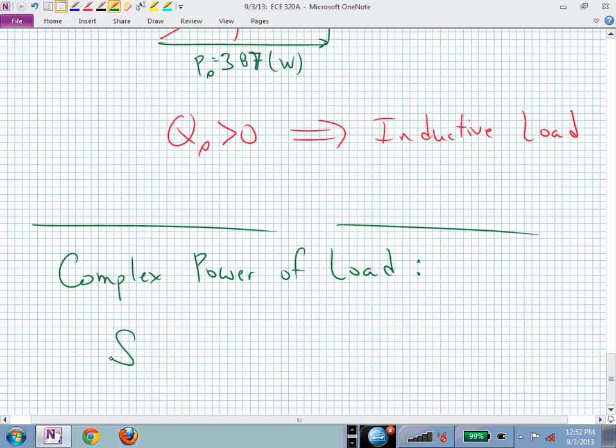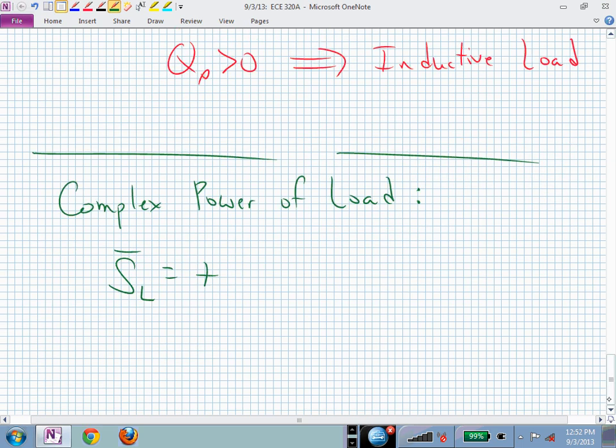This is now going to be S sub load is going to be plus, by the passive sign convention, V sub L bar, that's the voltage across the load, I sub L bar star, but this is really just I sub whatever I defined it. And this is the power absorbed by the passive sign convention.